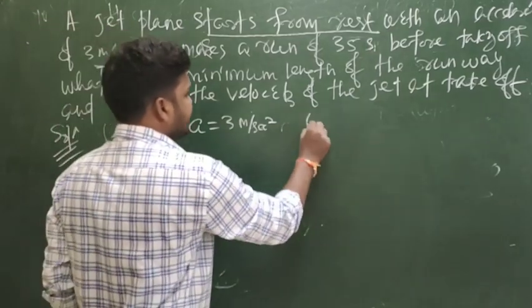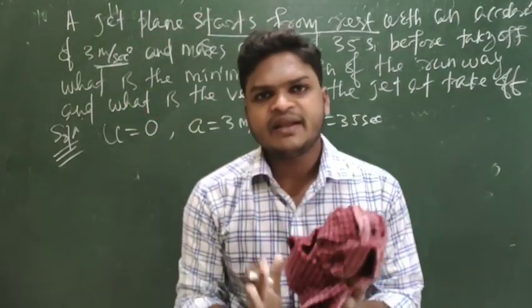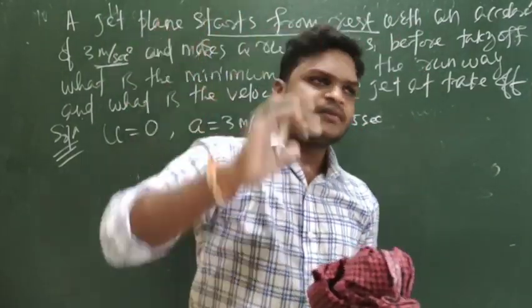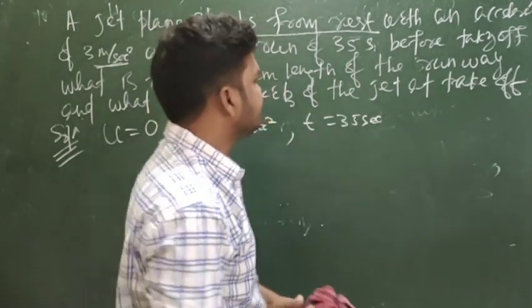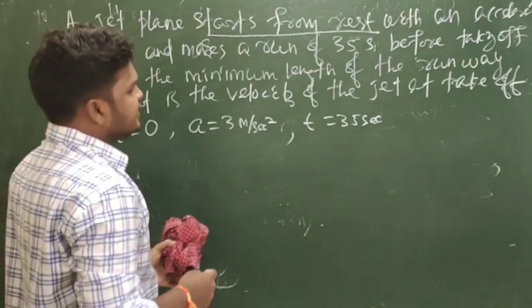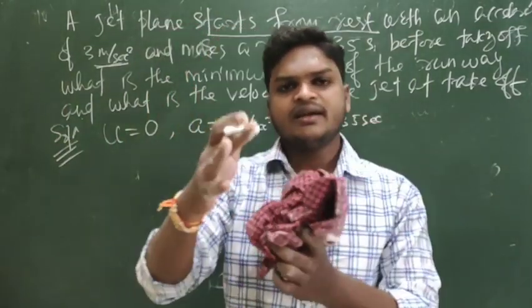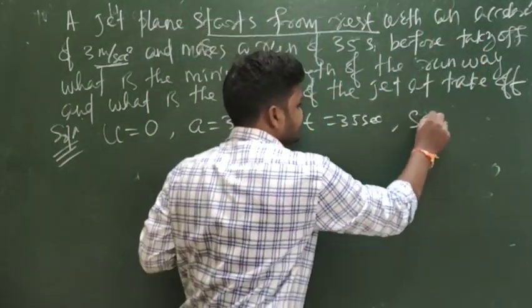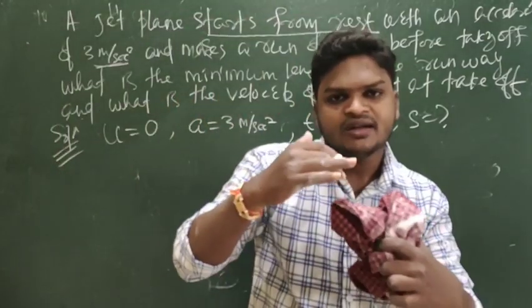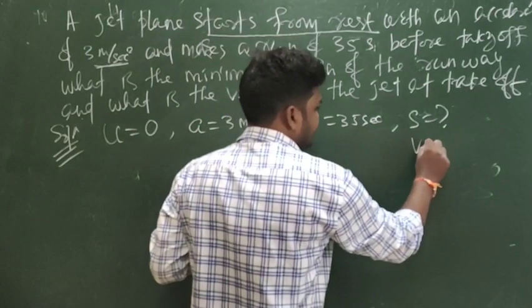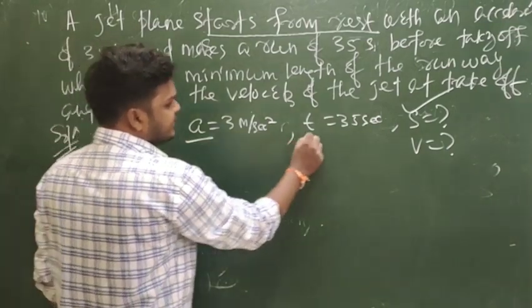Makes a run of, that means time is given, 35 seconds before takeoff. Then what is the minimum length of the runway? That means we have to find the distance. And what is the velocity of the jet at takeoff? That means the final velocity. So we focus on S first. u is given, a is given, t is given.